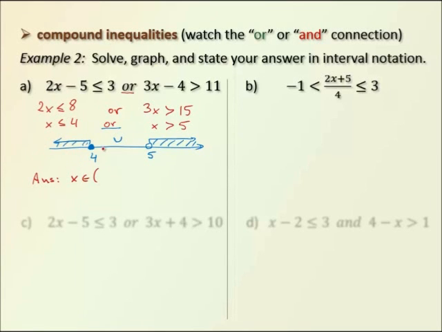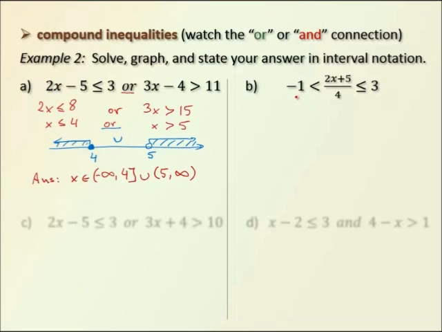You always read from the left to the right. So you start with minus infinity, comma, up to 4 inclusive, then union from 5, round bracket, no endpoint, up to infinity.